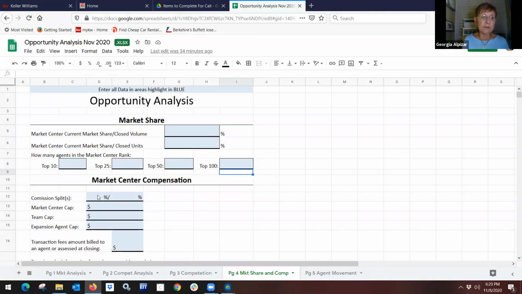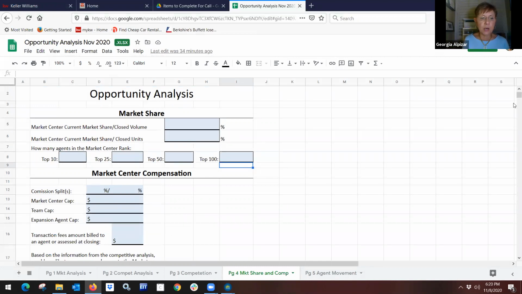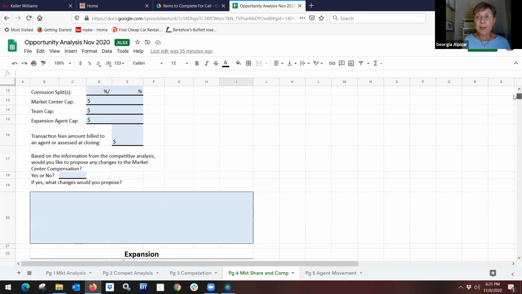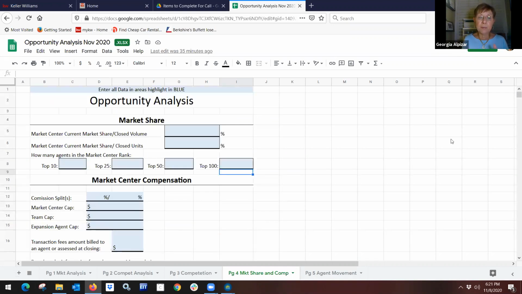Now this is just your information, your commission splits, your market center cap, your team cap, your expansion cap, any fees that you charge, so forth and so on. Okay. And then this is where we're going to get together based on any of the information. Is there anything that we want to change? That's where we'll have some more conversation. So basically, we have now completed this opportunity analysis, except for one thing.